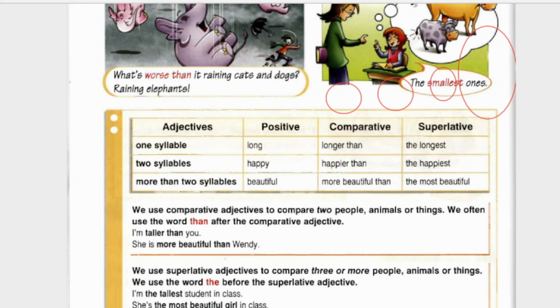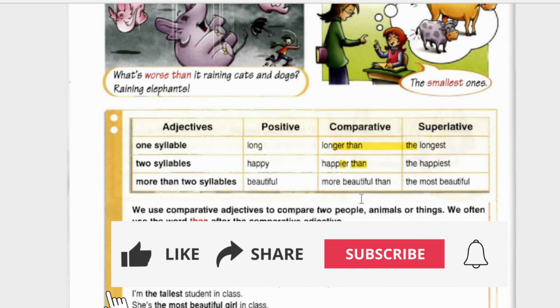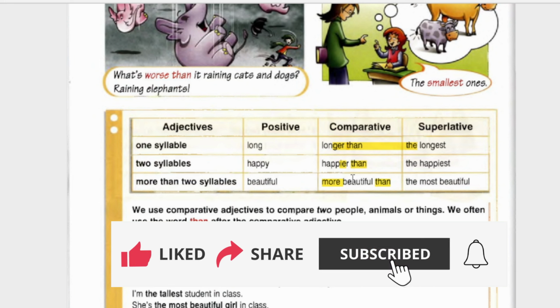So, what I want to say. So when the adjective is one syllable, in this case we use er and than. But when it is two syllable, in this case we add er than again. But when we have more than two syllables, in this case we add more and in the end than. We don't need, for example, beautifuler.